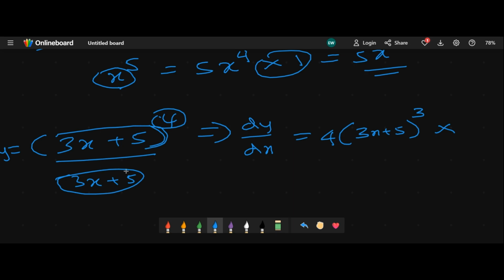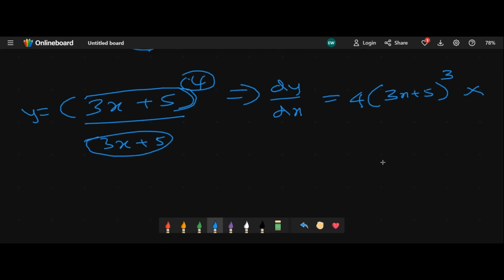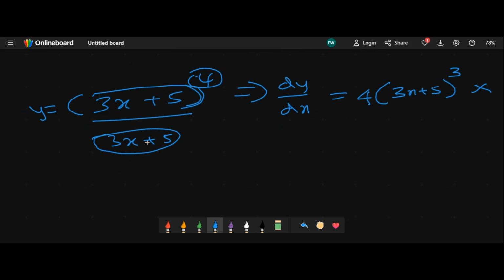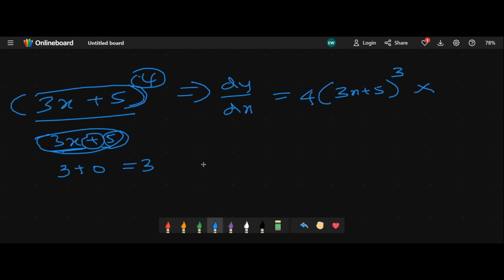If they tell you to differentiate 3x plus 5, the answer is: differentiate 3x, it is equal to 3. If you differentiate x, you get 1, so 3 times 1 is 3. Whatever is here, write it, plus. If you differentiate a number, it is 0. So 3 plus 0 equals 3. So if you differentiate 3x plus 5, it is 3. So the answer is 4 times 3, 12, times 3x plus 5 to the power 3.